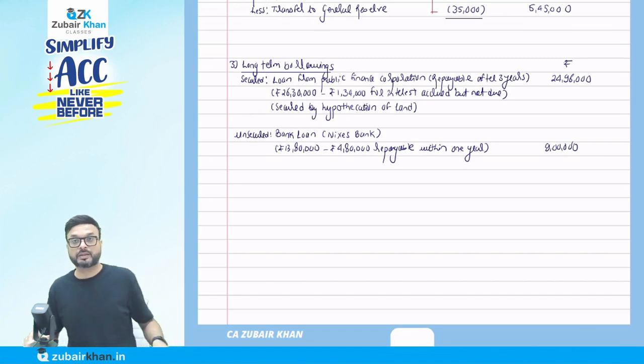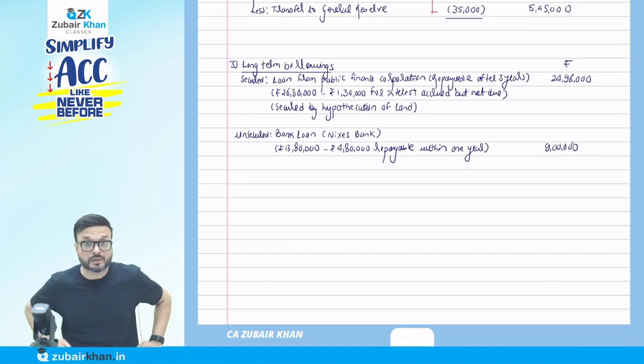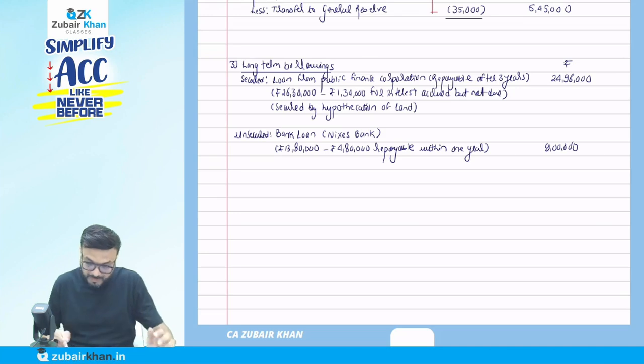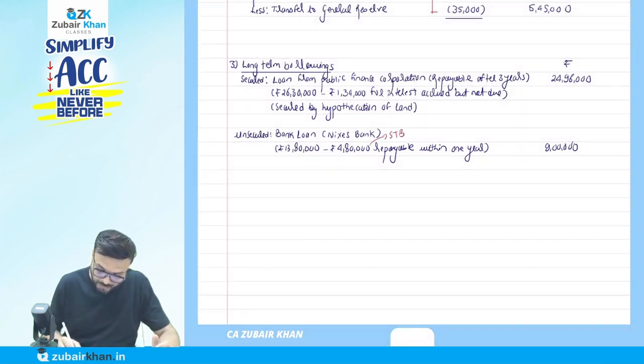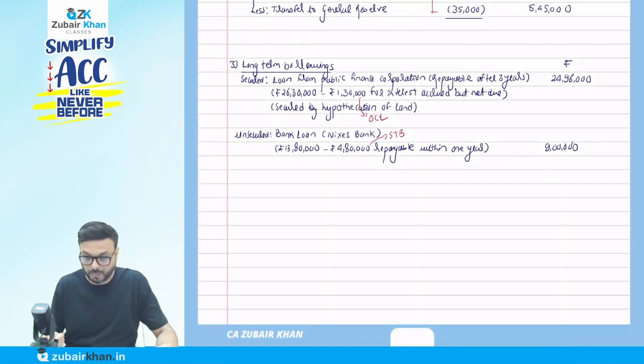Okay. Now do one thing. Right now, just write down 4,80,000 also, otherwise we may forget. What is this 4,80,000? This is short-term borrowing. It is not other current liability, and not the interest accrued but not due. But write down this 4,80,000 now.